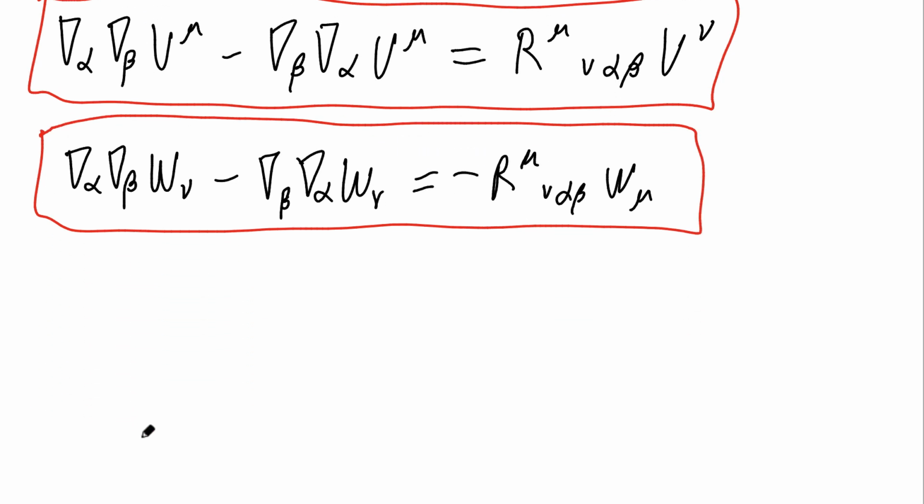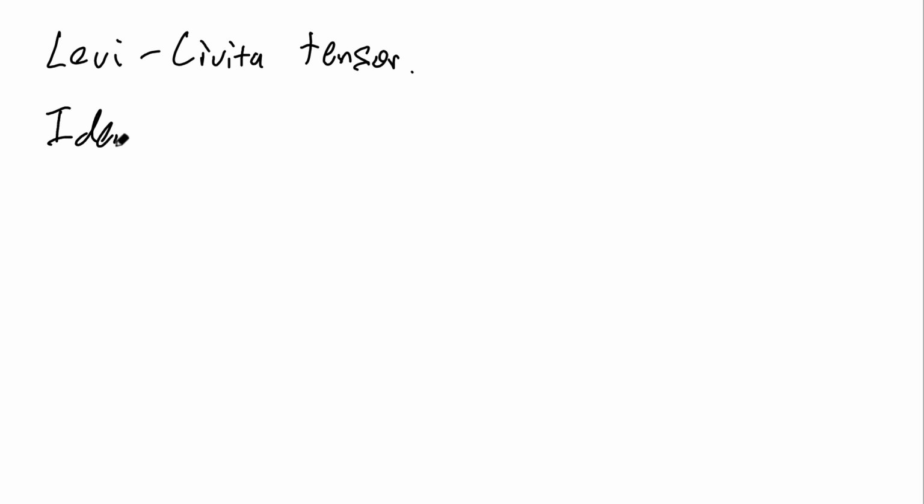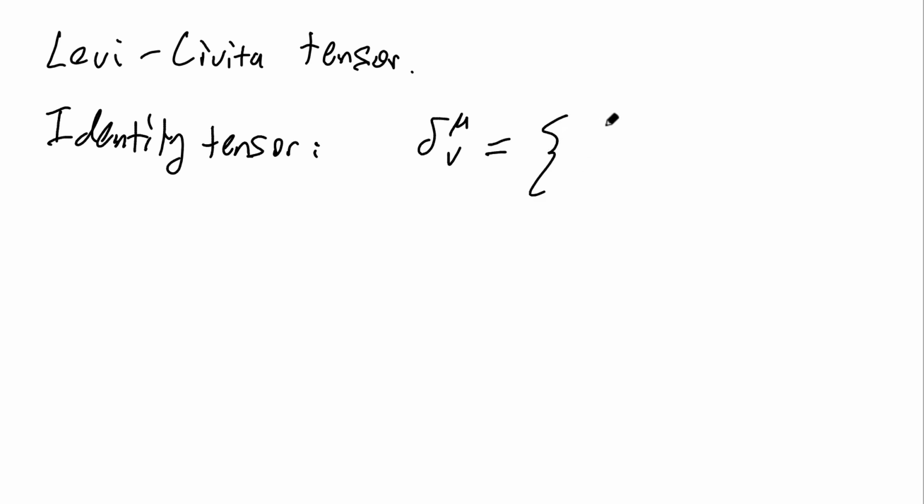My final goal for this lecture is to introduce the Levi-Civita tensor. It will be helpful to begin with a short discussion of the identity tensor. So the identity tensor is the tensor with components δ^μ_ν. This is the Kronecker delta. So it's equal to 1 if μ is equal to ν and equal to 0 if μ is not equal to ν.